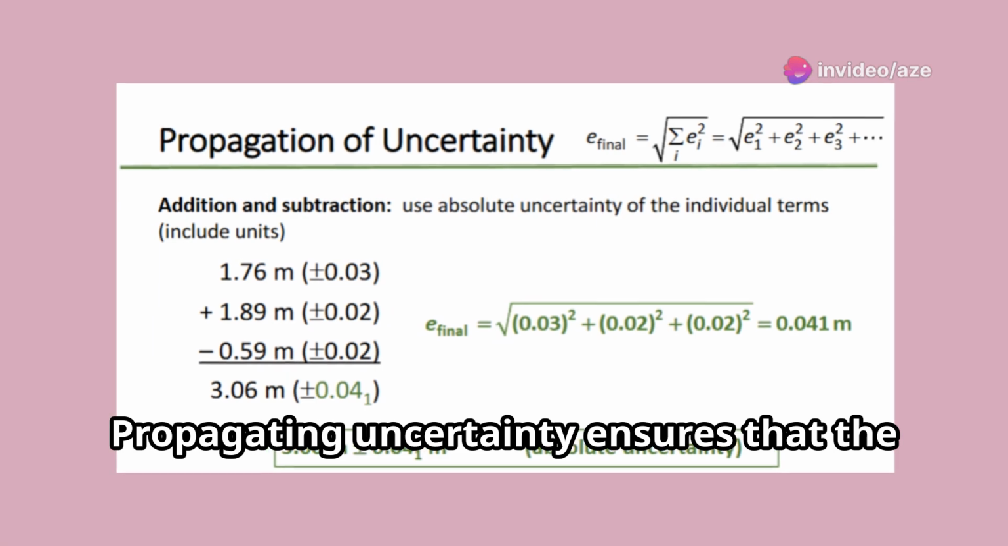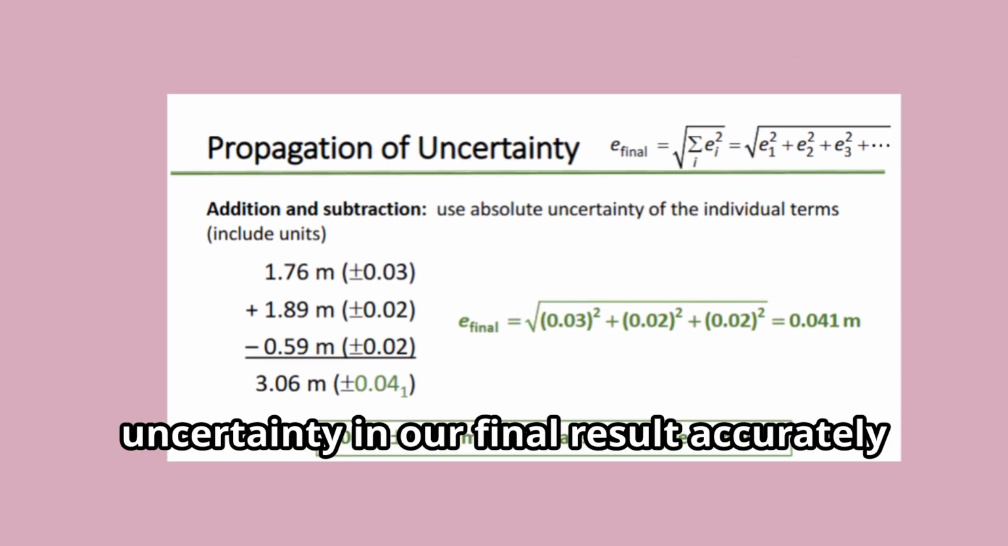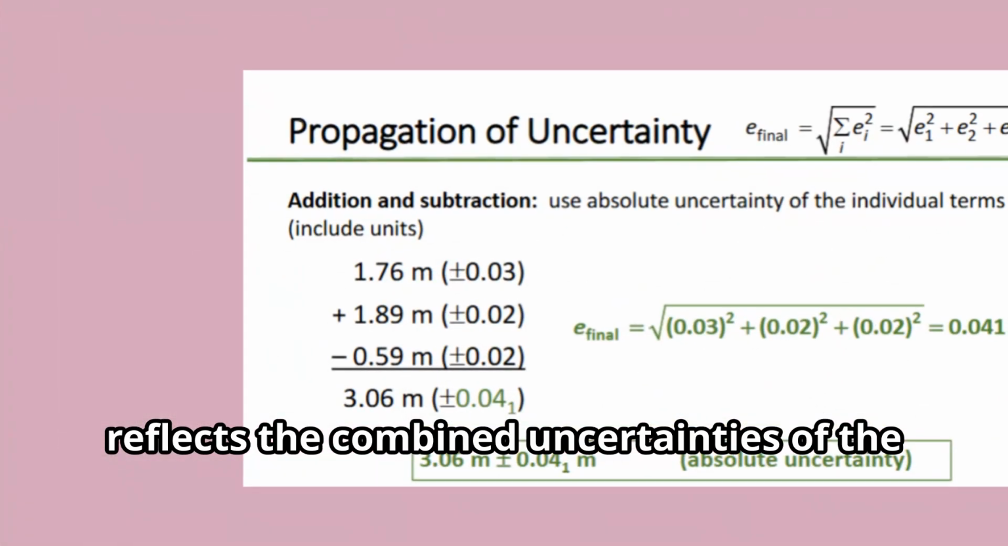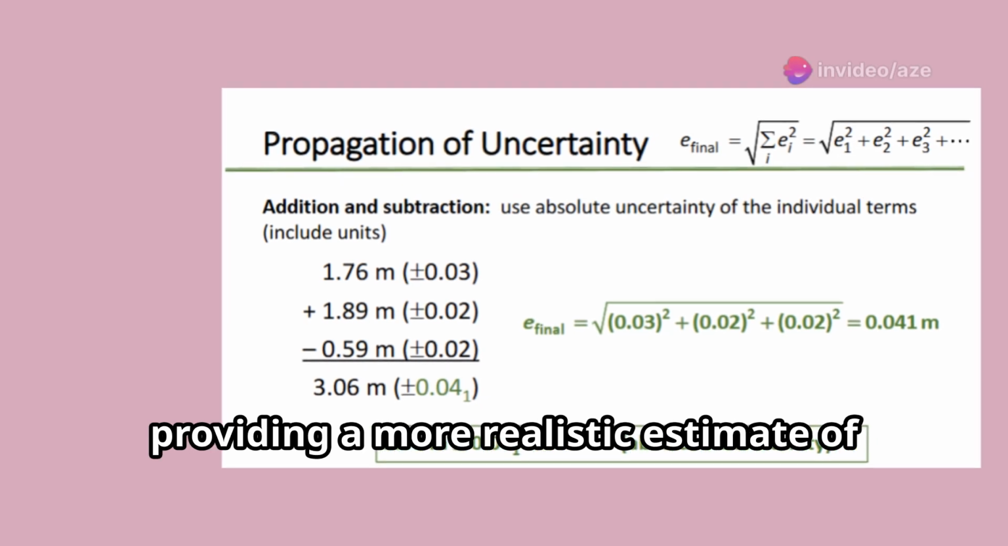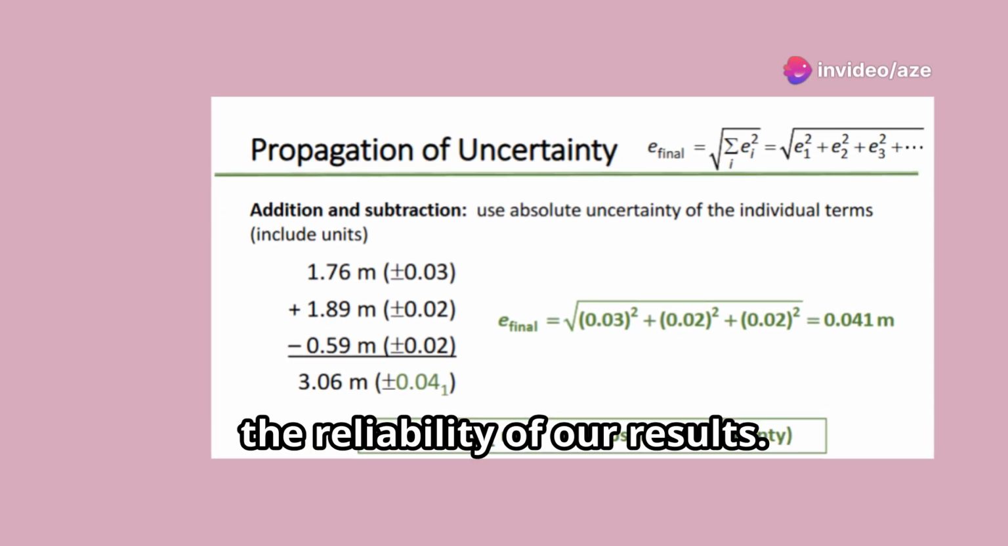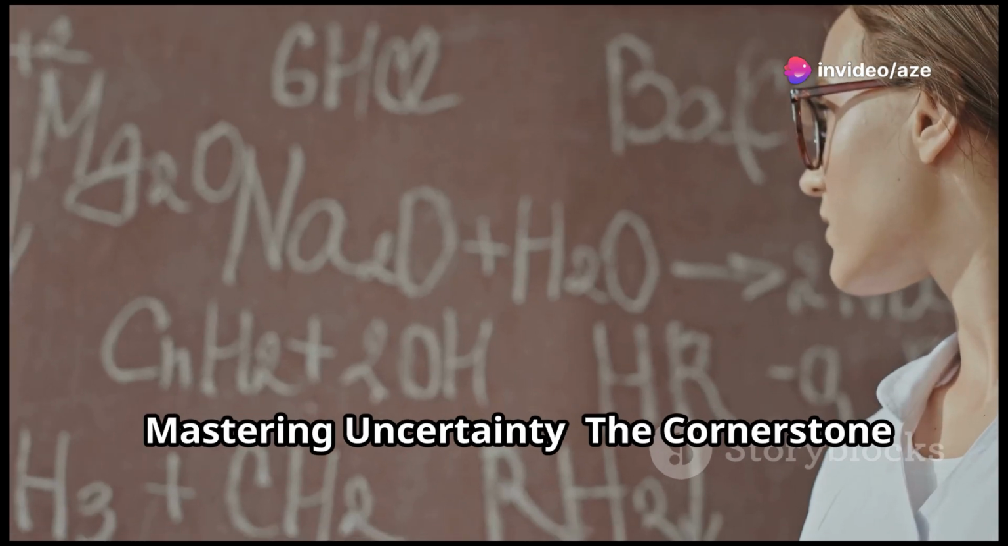Propagating uncertainty ensures that the uncertainty in our final result accurately reflects the combined uncertainties of the measurements used in the calculation, providing a more realistic estimate of the reliability of our results.